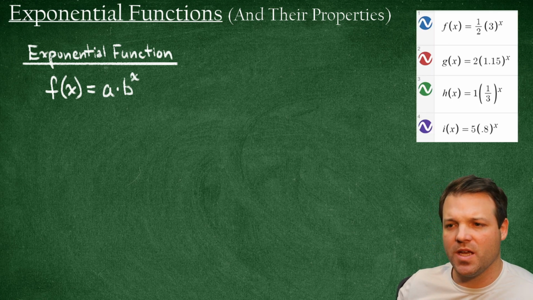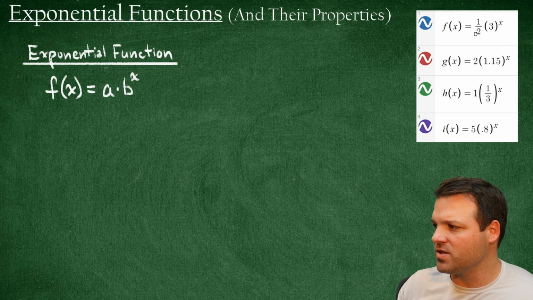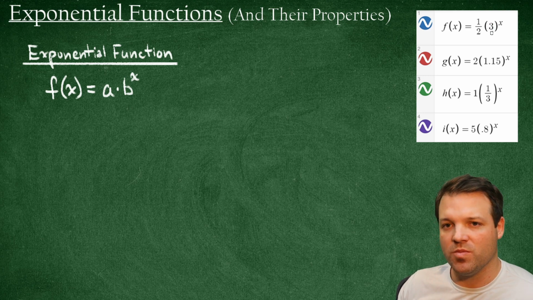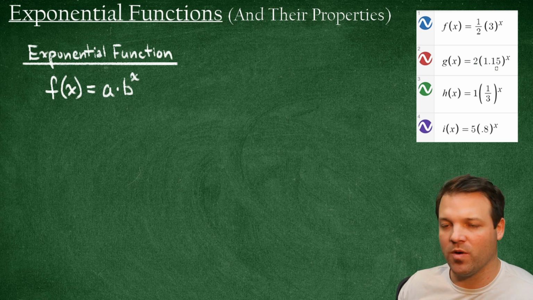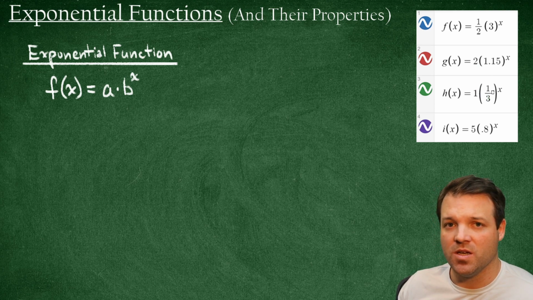And as we're doing that, I just brought up some real examples with real numbers. So you can see here I have f of x is equal to 1/2. In this case, the 1/2 would be the a, and then the 3 would be the b, and then to the power of x, and so on and so forth. So g of x, 2 would be a, 1.15 would be the b. Basically, the number out front is a, and the number inside the parentheses is going to be your base.